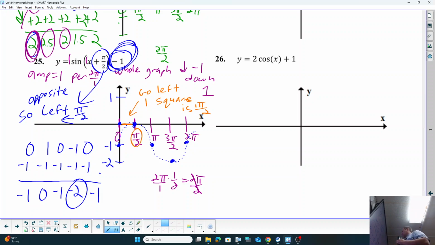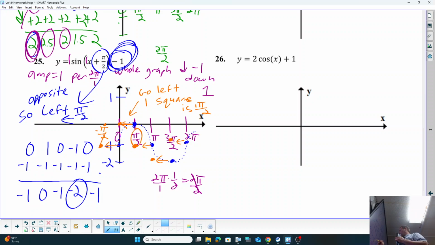So we're going to go ahead and take each of these coordinates, negative pi over 2 now. We take each of these and we're going to go to the left now. So that's going to start here. This one's going to go to here. This one now will go here. This down here will go left to here. And then this one will go left to here. And there's our shifted graph.